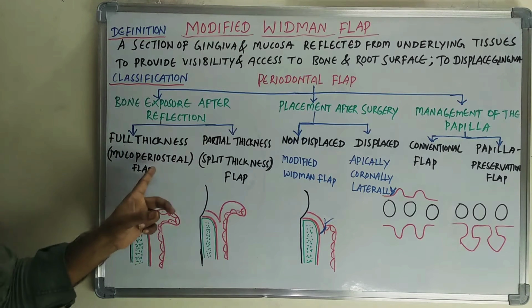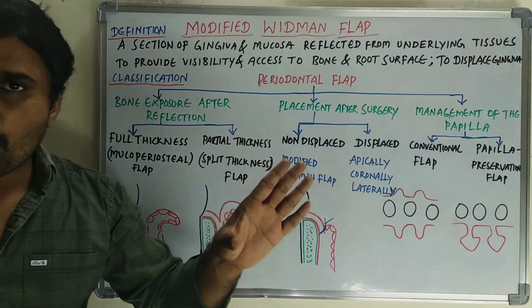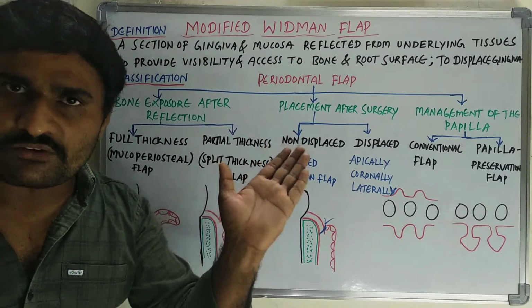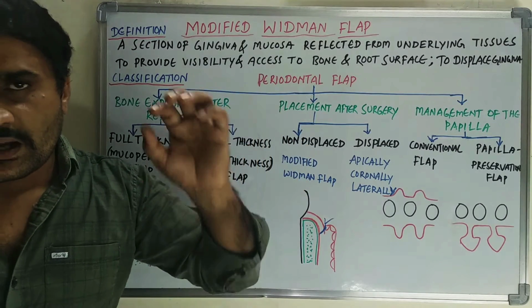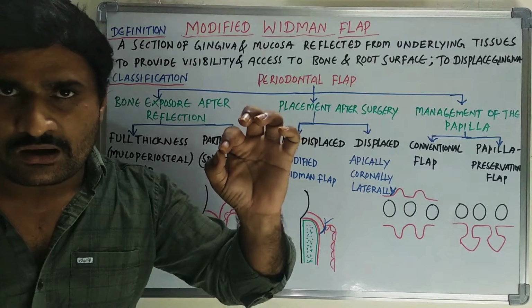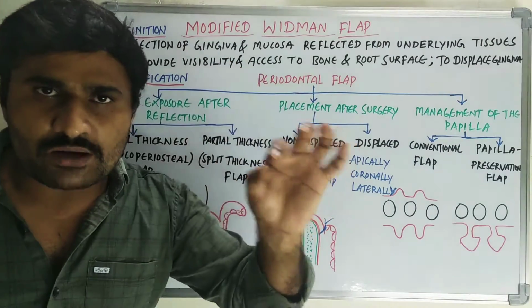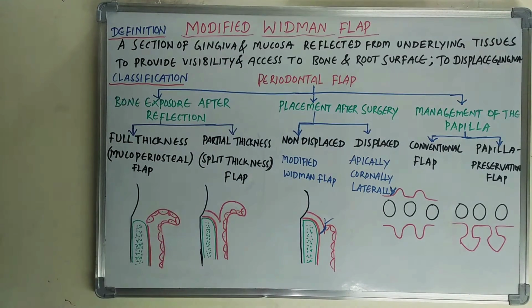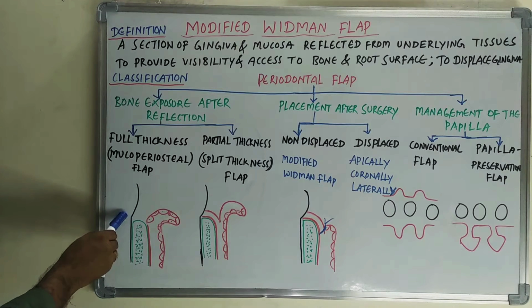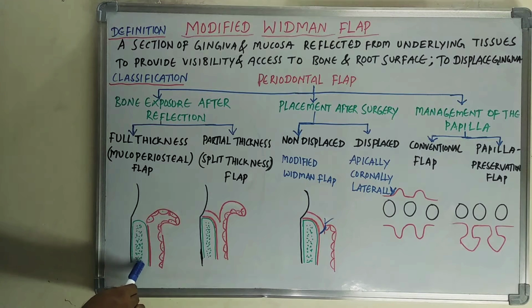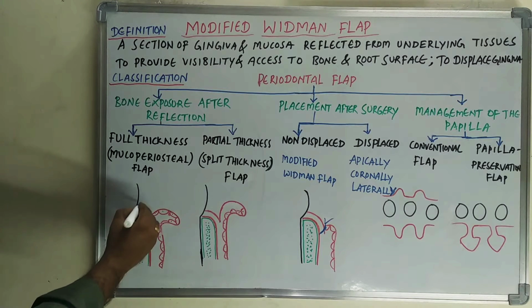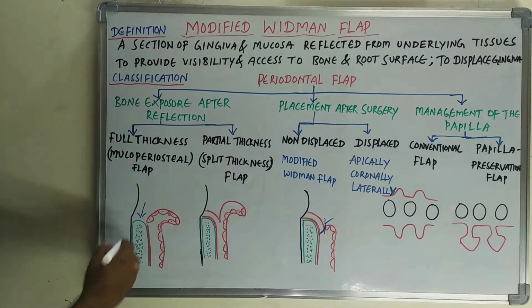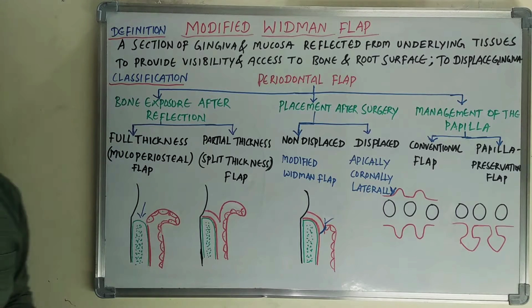That is mucoperiosteal flap. That means bone is directly exposed after the elevation of the flap. Complete mucosa or gingiva along with the periosteum is elevated. You can see in this diagram, this black colored one is the tooth and this is the bone, and this is the flap elevated. You can see you have the direct access to the bone. That is the full thickness flap.